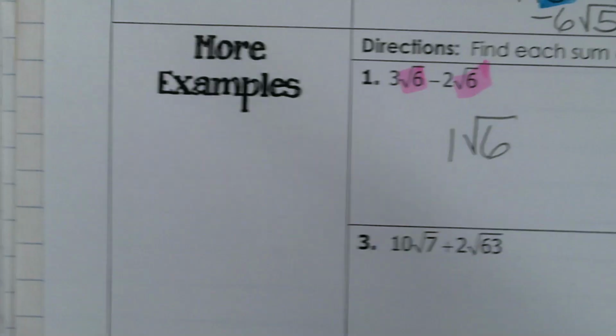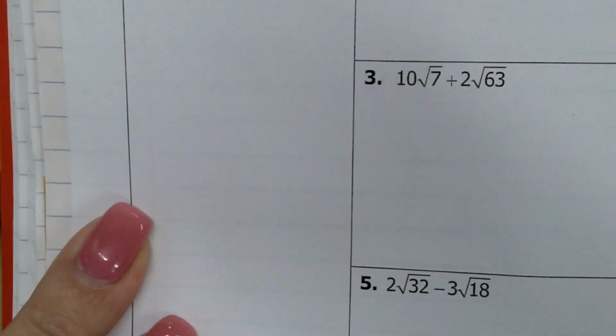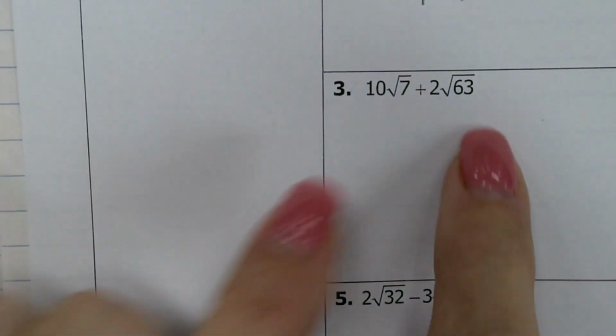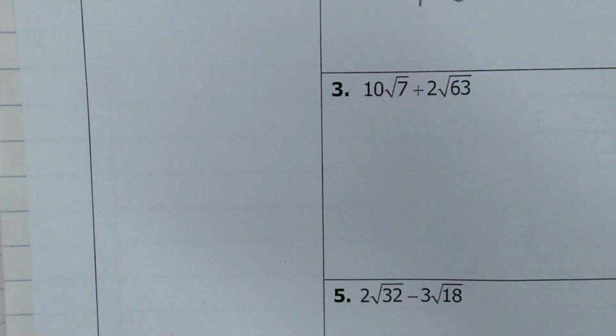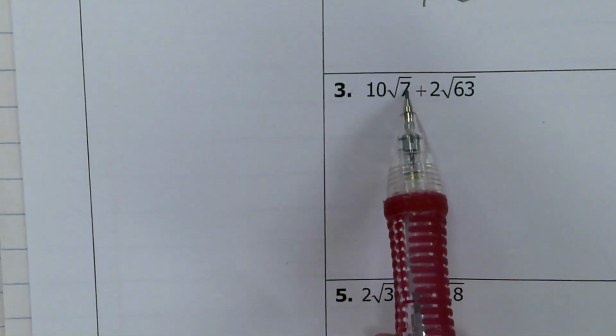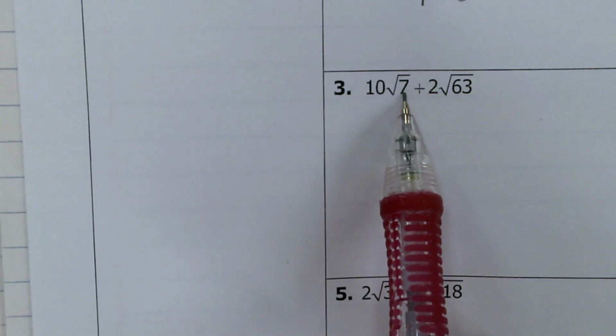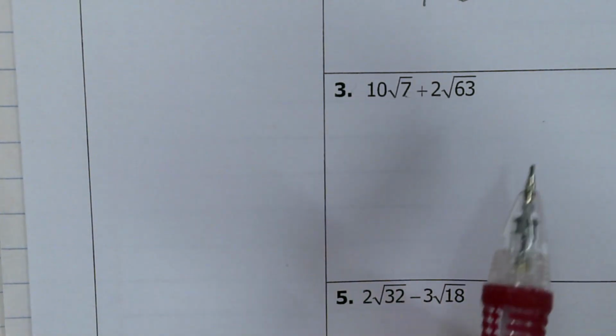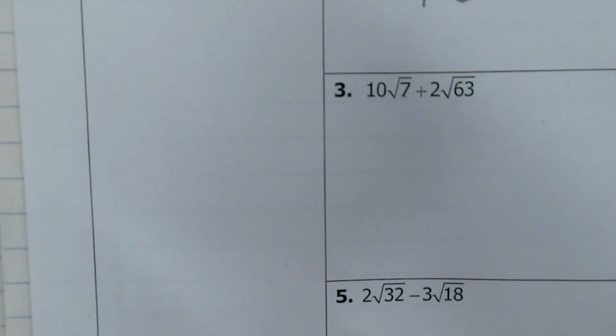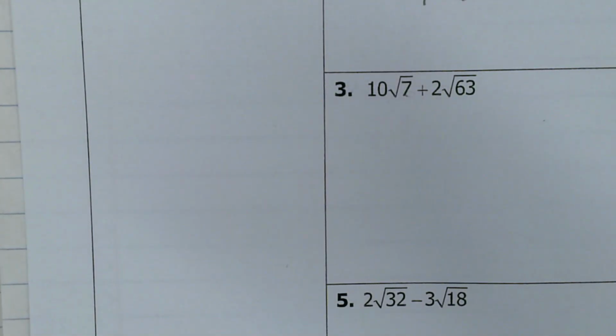So if you look at number 3, I'm like, oh no. Do I have common radicals? No. Okay? So we've got to think in our heads. Can I break apart 7? Is there a perfect square hidden in the number 7? No, because 7 is just 1 times 7, right? Okay, so no, can't do that.